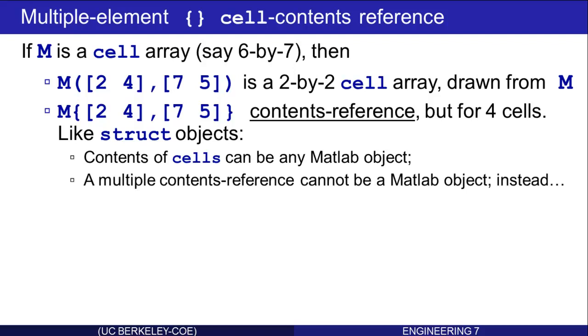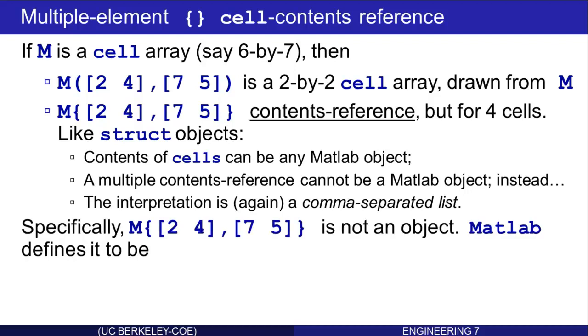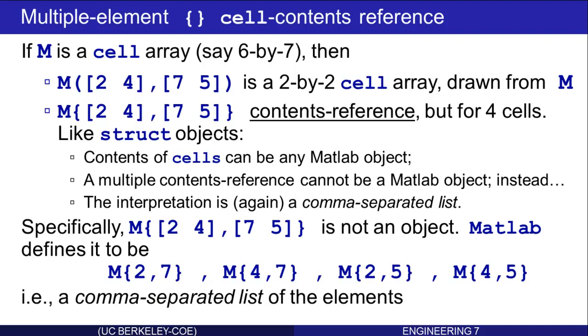Therefore, a multiple contents reference cannot be a Matlab object. Instead, its interpretation is, again, a comma-separated list. Therefore, this contents reference is not an object, but MATLAB defines it to be this comma-separated list of the elements in linear order.